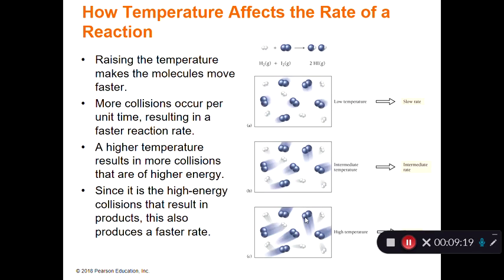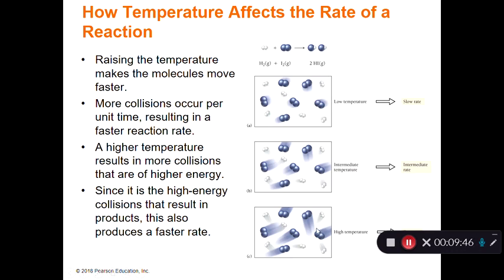How does temperature affect the rate of the reaction? Again, assume that we have H2 and iodine making HI. If we have low temperature, molecules move, but they don't move fast because they don't have enough energy, and whenever we have collisions, we are going to make the products.